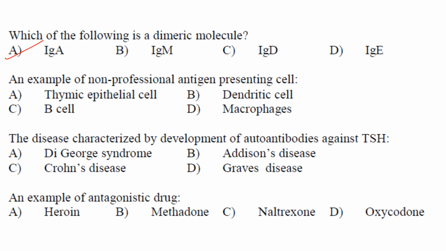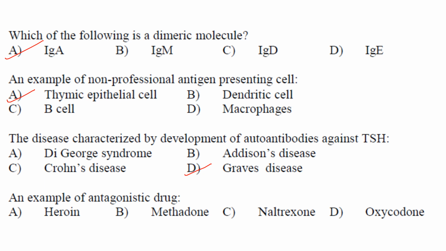Example of non-professional antigen presenting cell: thymic epithelial cell. A itself is the answer. Dendritic cell, B cell, macrophages are professional antigen presenting cells. The disease characterized by development of autoantibodies against TSH receptor is Graves' disease. DiGeorge syndrome is reduction in T cell production. Addison disease is autoimmune destruction of adrenal cortex. Crohn's disease is inflammatory bowel disease that affects the lining of the intestinal tract or digestive tract, that is Crohn's disease.